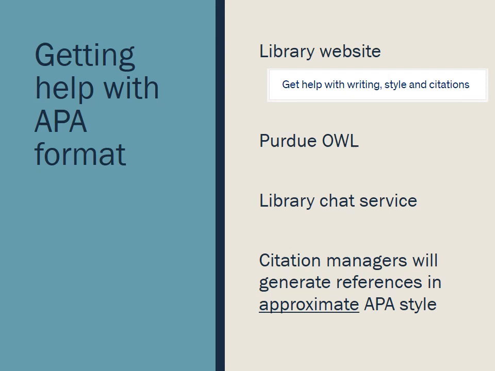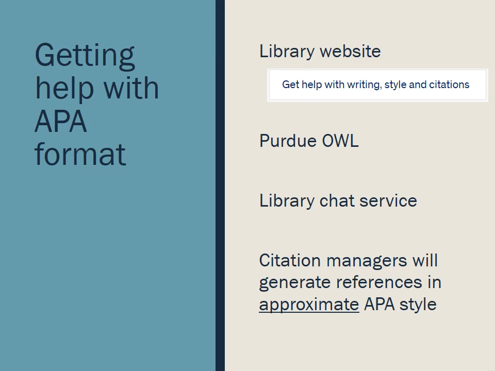An annotated bibliography entry must follow proper format, in this case APA format. If you'd like help with APA, you can look on the library website, click on Get Help with Writing Style and Citations to find our library research guide on APA style. You can also look at the Purdue Online Writing Lab, or OWL. You can use the library chat service to ask basic questions about APA format, and they'll refer you to resources on the topic. If you use a citation manager like RefWorks, Mendeley, or Zotero, these will generate references for you in any style you like.